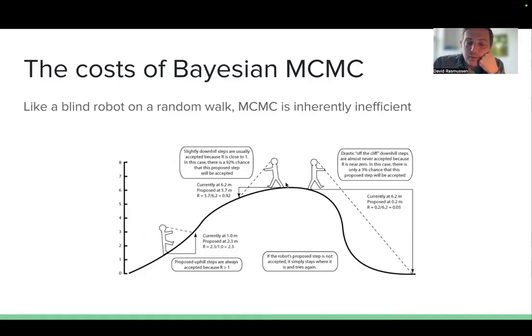But if we make our proposals too conservative and we always just propose very small changes in parameter values or trees, it's likely that we're going to be very slow to explore the space of all possible parameters or all possible trees, even in the case where there's only one mode to this distribution or one peak. And of course, if there's multiple peaks, the problem gets even worse because it might take us a very large number of steps to traverse the valley between two different peaks of the posterior distribution.